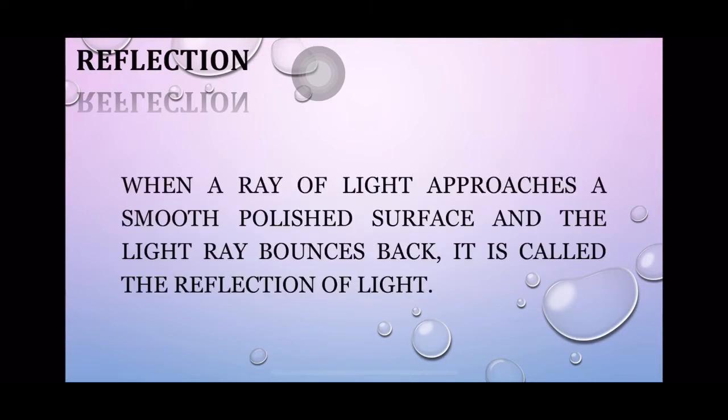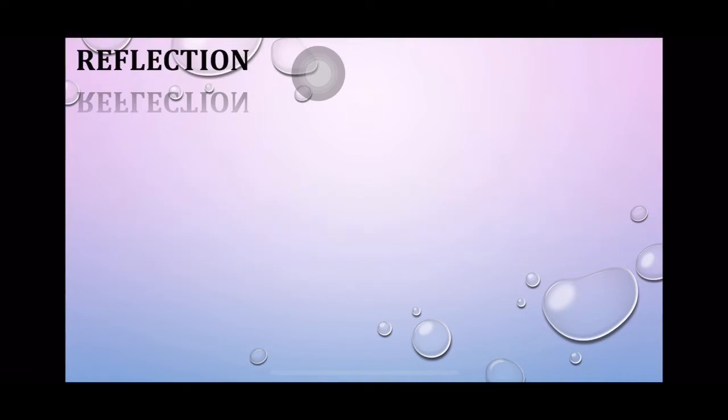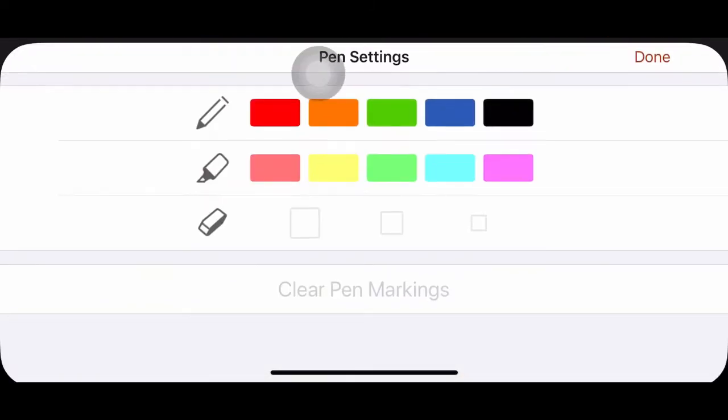What is reflection? When a ray of light approaches a smooth, polished surface and the light ray bounces back, it is called the reflection of light. Any type of wave can be reflected, not just light. It could be sound, water wave, and of course, the most famous, light wave.